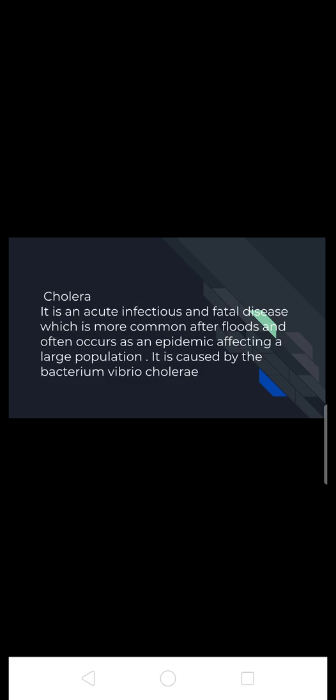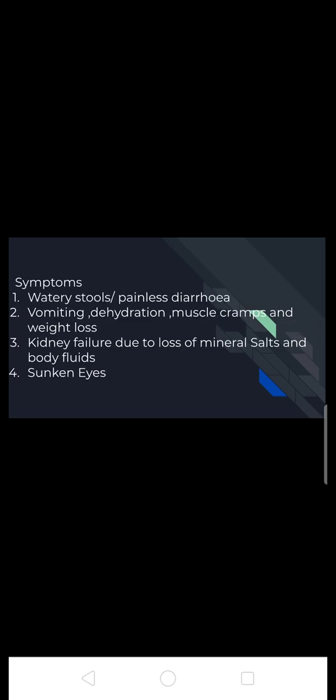The bacteria of cholera infect the small intestine and invade its epithelial cells. After the death of the bacteria, a toxin is released that irritates the intestinal lining and leads to loss of excess water and salt. What are the modes of transmission of cholera? Cholera is transmitted through contaminated food, contaminated water and house flies. Now, let's discuss the symptoms of cholera. Watery stools, vomiting, dehydration, muscle cramps and weight loss.